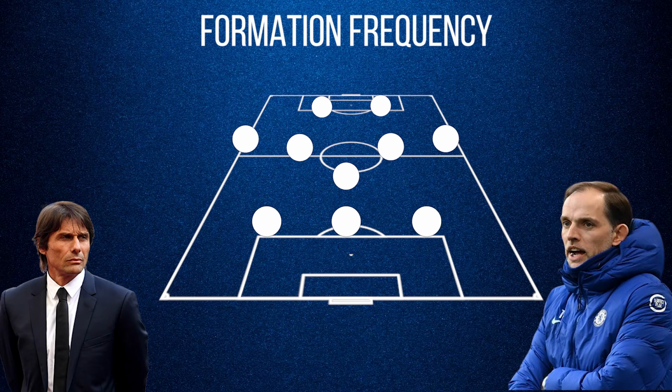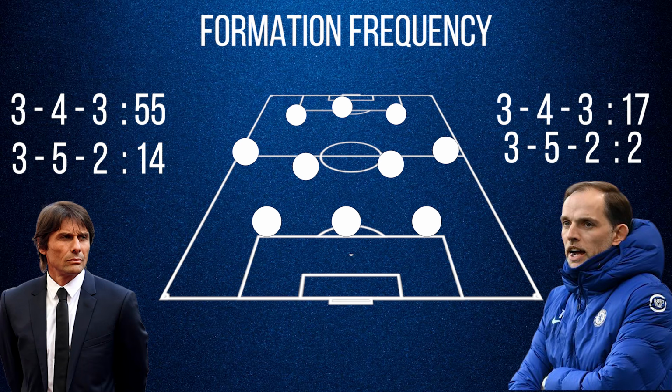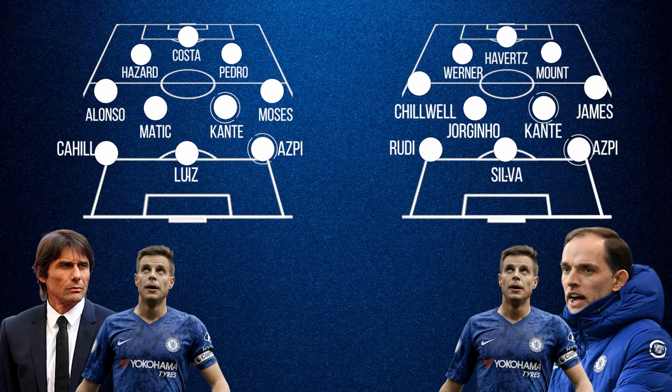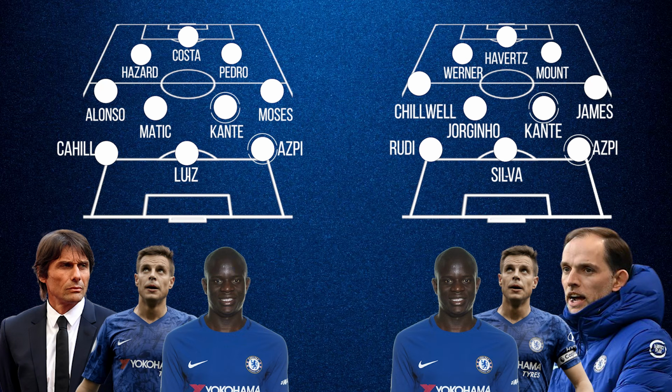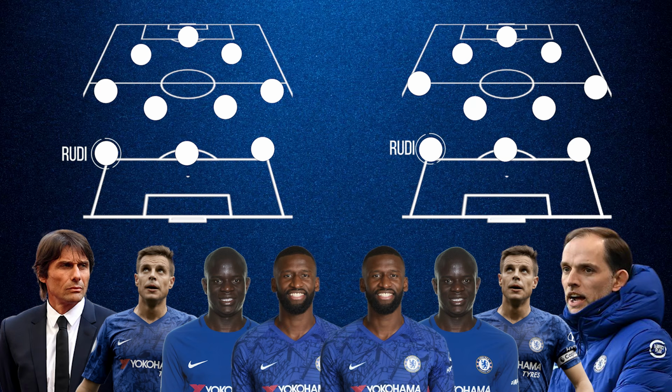Both managers could use a 3-5-2 at times, but their clear preference was for the 3-4-3. And not many have carried on from Conte's first 11 into Thomas Tuchel's, the couple who have being Azpilicueta still at right centre-back and Kante in midfield. In his second season, Conte also used Rudiger extensively at left centre-back, but the main focus for this video is Conte's Premier League winning 16-17 side.